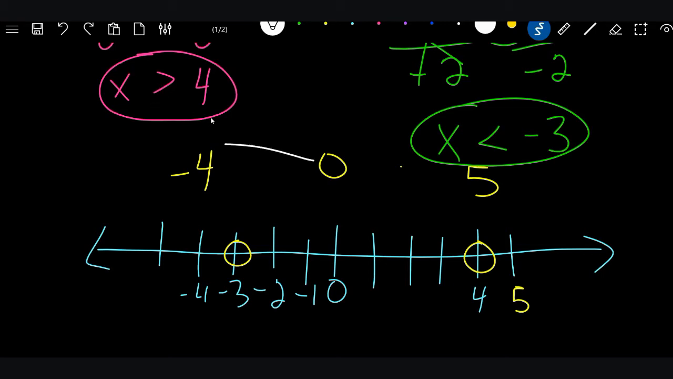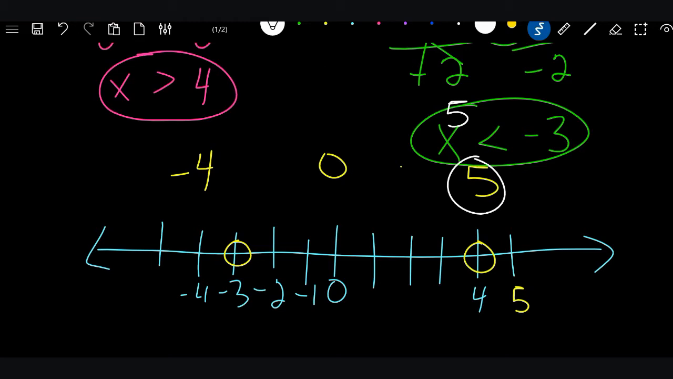Let's try 0. 0 is greater than 4? No. 5 is greater than 4? Yes, 5 is greater than 4. So this one seems to work. Now, let's try it here. 5 is less than negative 3? Okay, well that one doesn't work either.